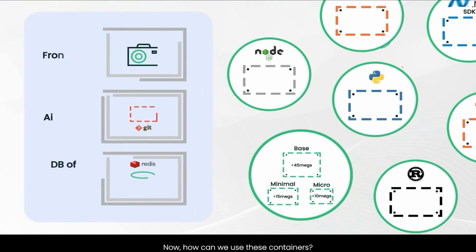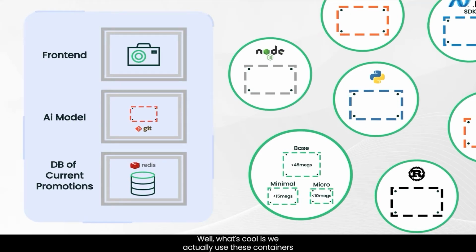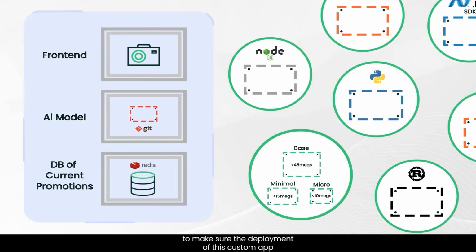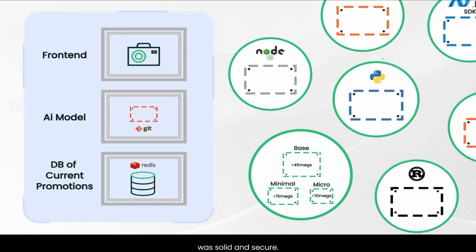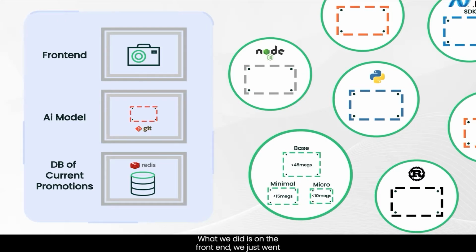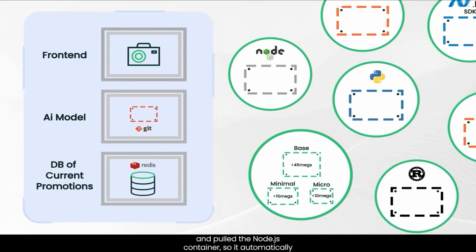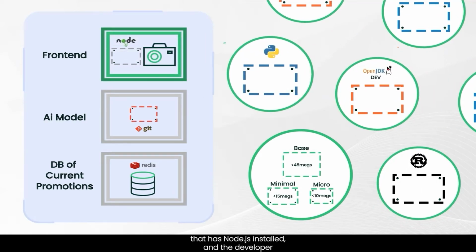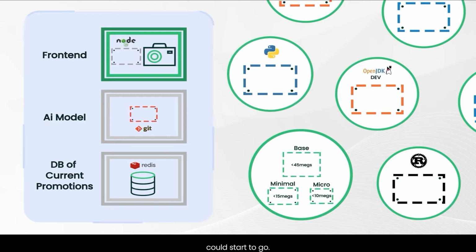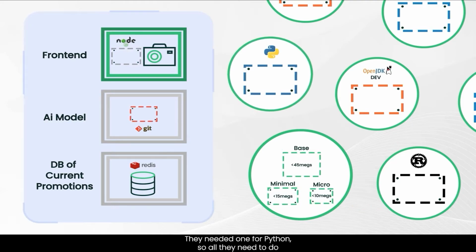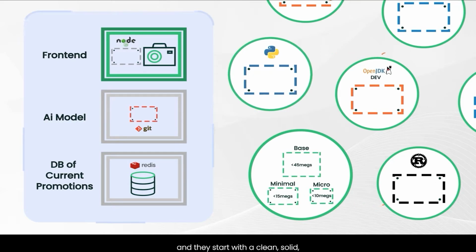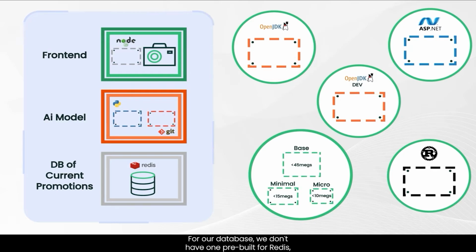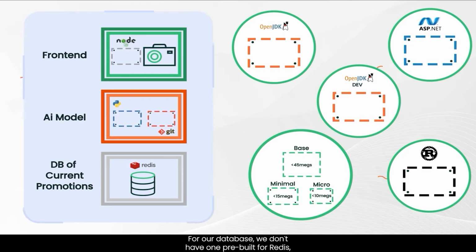Now, how can we use these containers? Well, what's cool is we actually use these containers to make sure the deployment of this custom app was solid and secure. What we did is on the front end, we just went and pulled the Node.js container. So it automatically brought down a system, secure, reliable, that has Node.js installed and the developer could start to go. They needed one for Python, so all they needed to do was call the Python container, and they start with a clean, solid, secure Python environment to work with. For our database, we don't have one pre-built for Redis, so what are we gonna do?